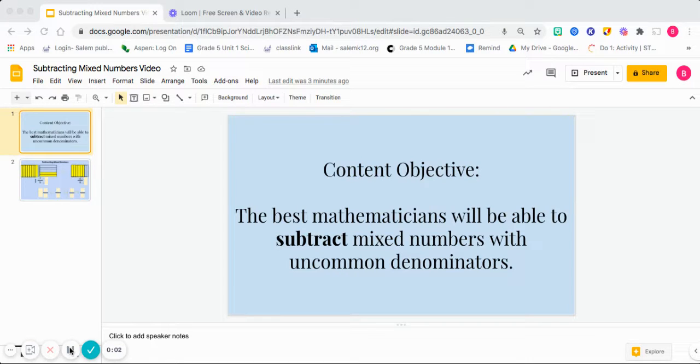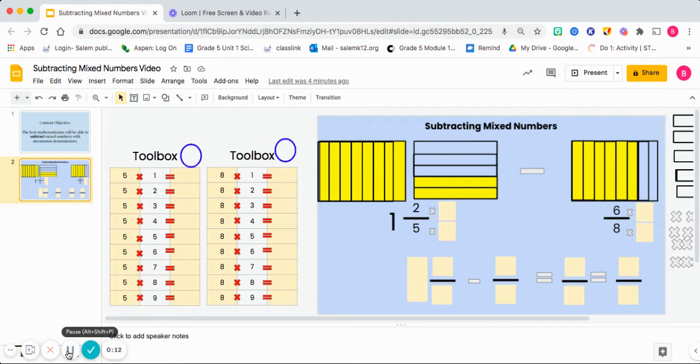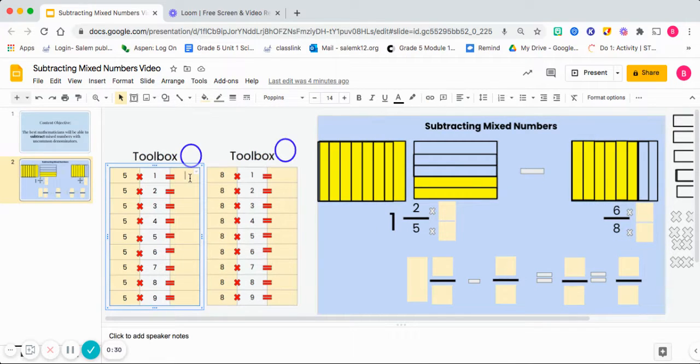The content objective of this lesson is that the best mathematicians will be able to subtract mixed numbers with uncommon denominators. Here we have the problem 1 2/5 minus 6/8. When we add and subtract fractions, our first step is to find a common denominator. We can find our common denominator by using our toolbox here.